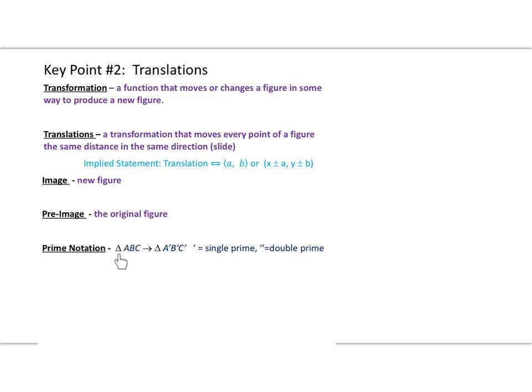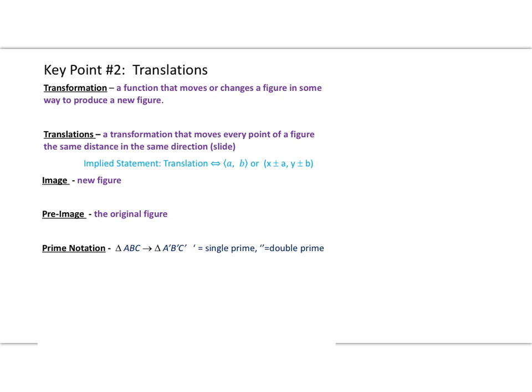If my pre-image is named triangle ABC and it maps onto a new image, I need some kind of symbol to indicate what the new image is. So we use these little prime symbols, which look like apostrophes. So I can say A prime, B prime, C prime. A single prime symbol means one transformation. And then if I see a double prime, that means I have two transformations.